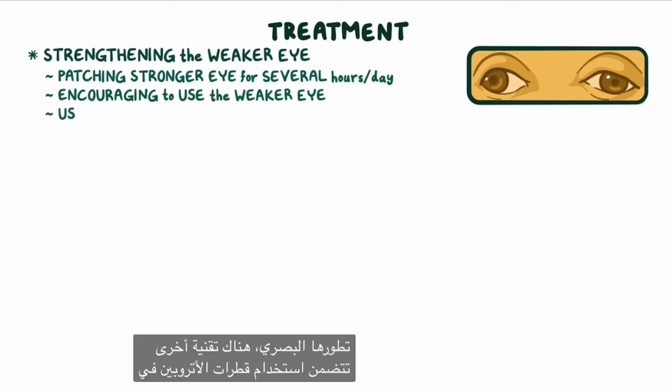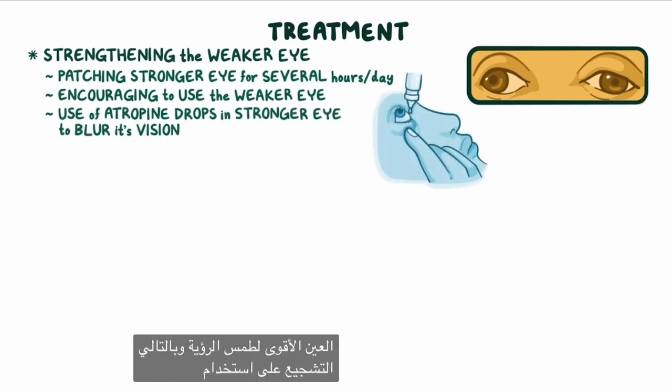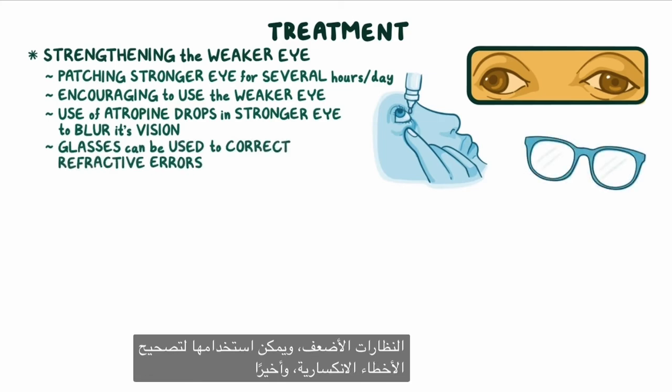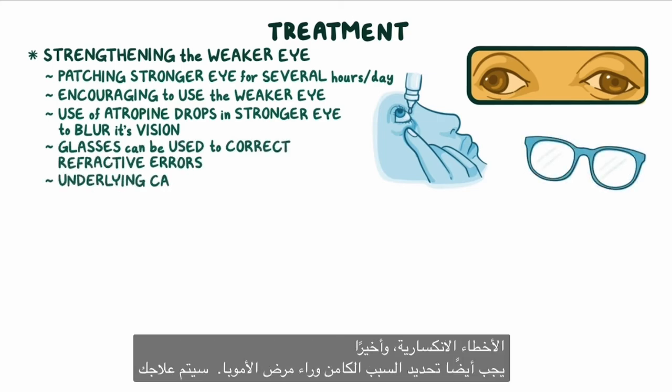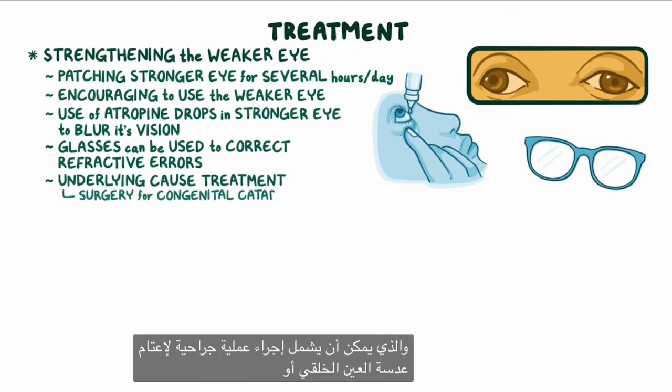Another technique involves the use of atropine drops in the stronger eye to blur its vision, thus encouraging the use of the weaker eye. Glasses can be used to correct refractive errors. Finally, the underlying cause of amblyopia should also be treated, which could include surgery for congenital cataract or severe ptosis.